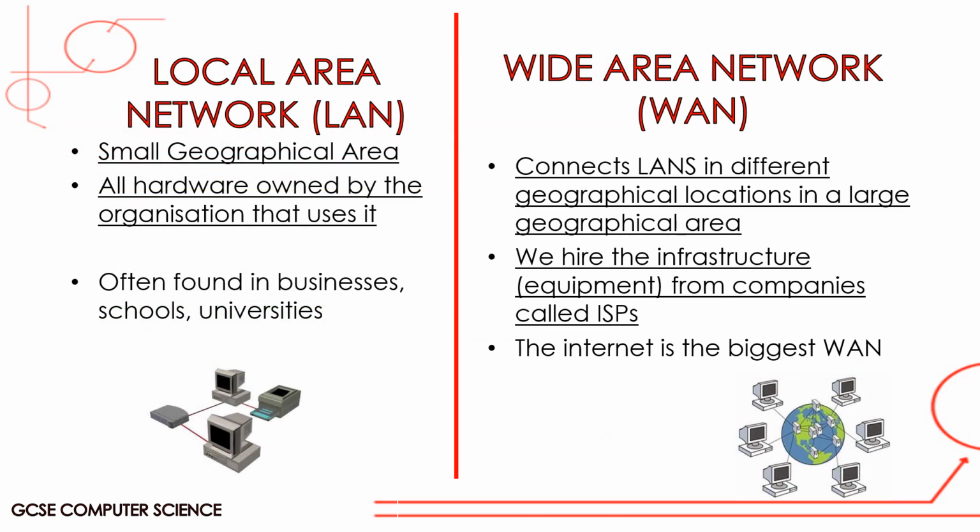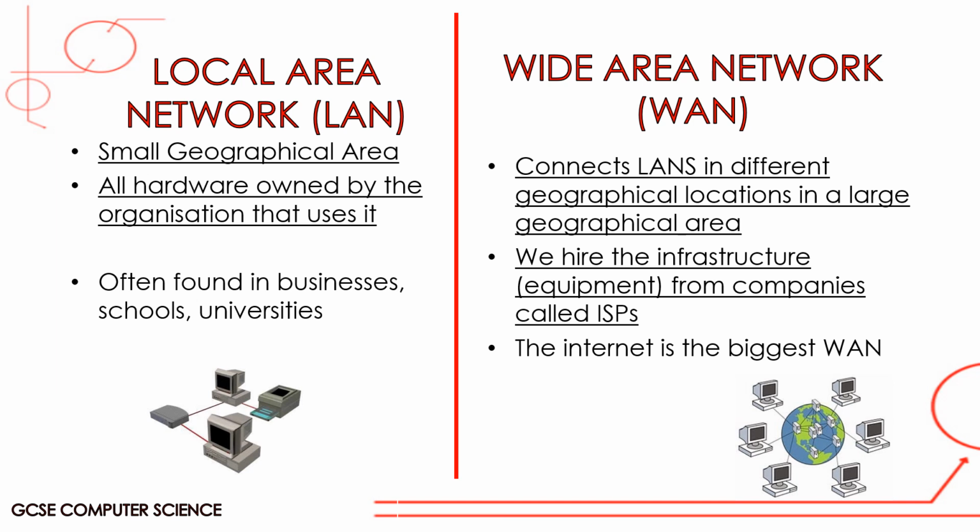For the two different types of networks, we've got LANs and WANs. LAN is local area network, WAN is wide area network. The two differences between them are a local area network is in a small geographical area, and a wide area network is in a large geographical area, which usually is to connect LANs together.